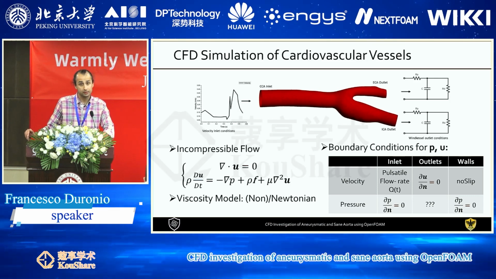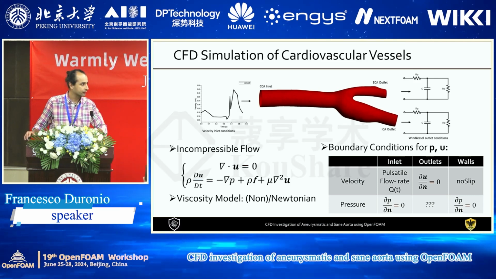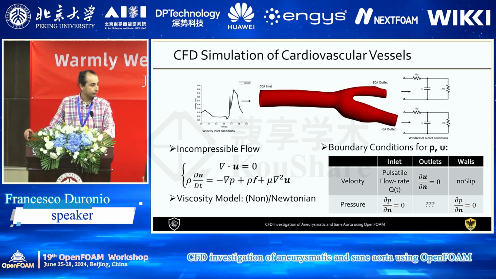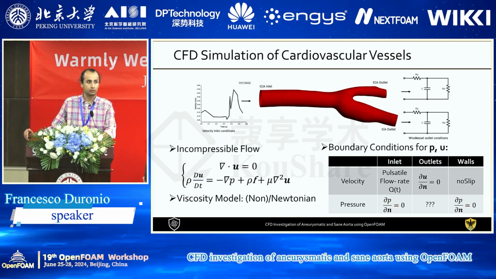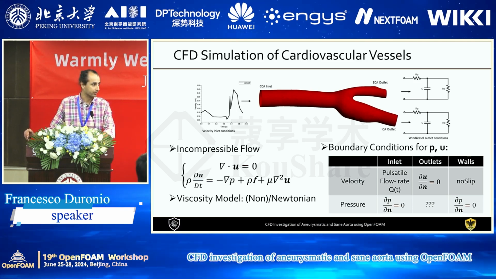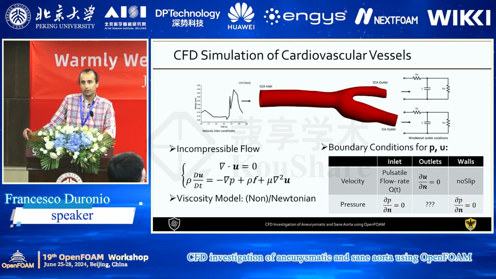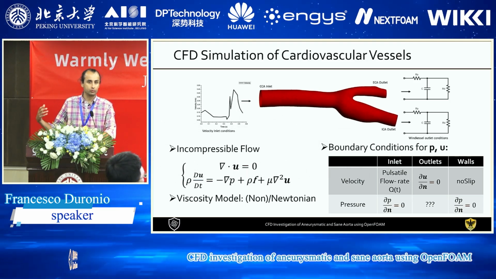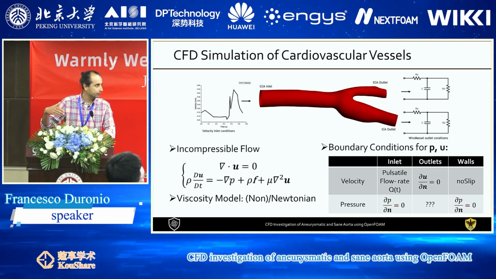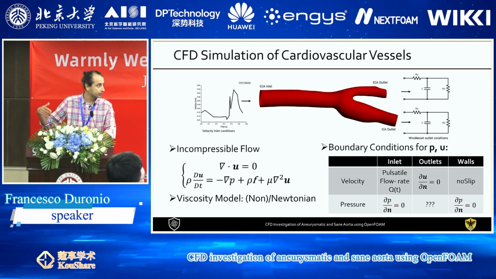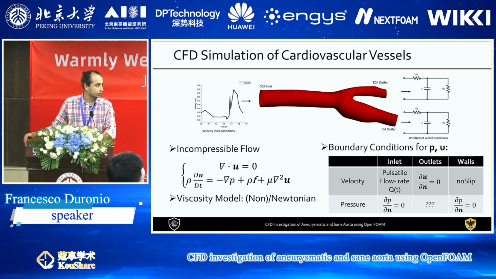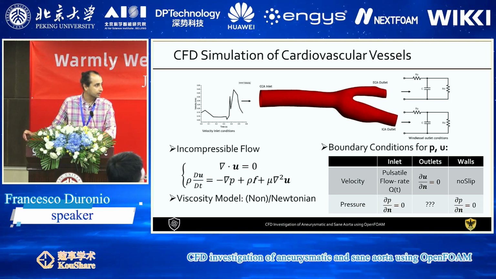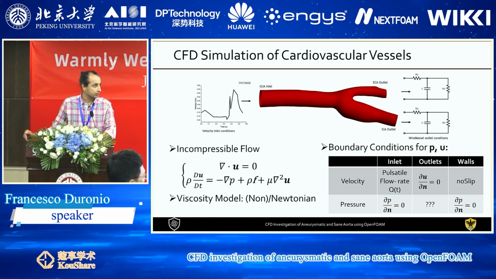Boundary conditions are the most tricky part. As input, as I mentioned, we have a flow rate, which actually is not a continuous flow rate but is pulsatile, because we have to replicate the heartbeat, so we have to impose a time-dependent velocity condition at the inlet. Pressure is zero gradient at the inlet, as well as velocity at the outlet.